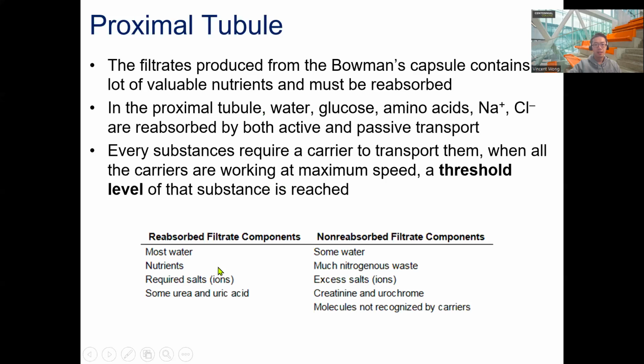Okay. So what are we taking back? All the useful stuff, right? Water, we want to take back. Nutrients, some salt, nutrients like glucose, amino acids, salts like sodium, right? Maybe some potassium, some chloride.